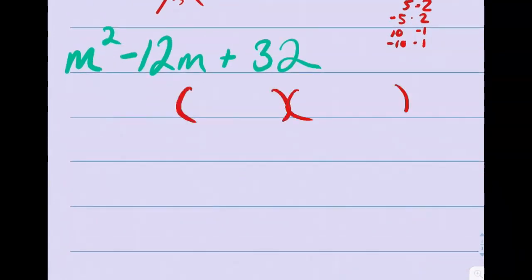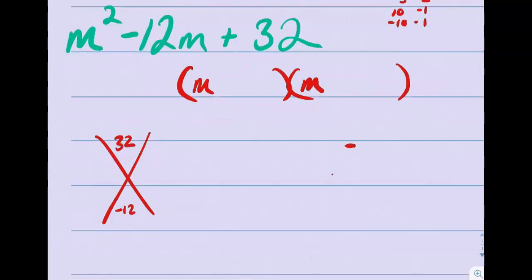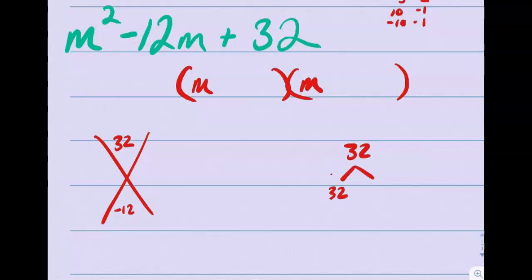2 sets of parentheses. m times m is m squared. Factors of 32 that add or subtract to negative 12. Let's see. 32 times 1. 16 times 2. 8 times 4. And I think that's all I can think of, right? But which set gets us to a negative 12?